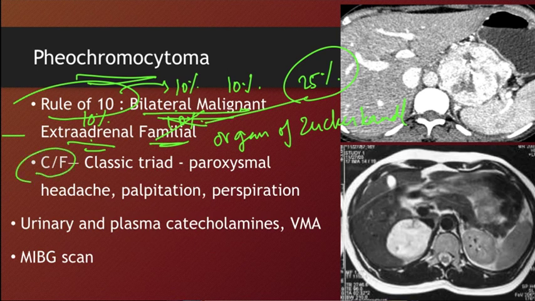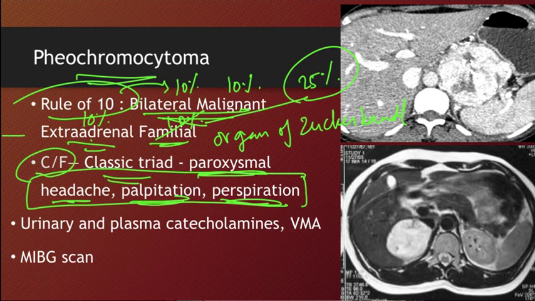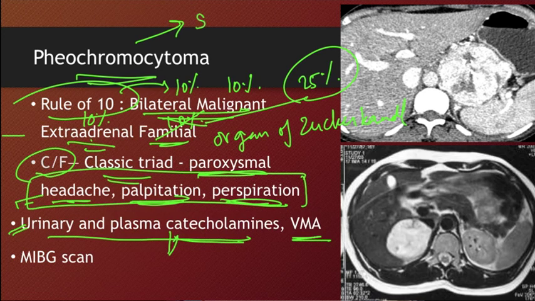What is the classic triad of clinical features we all know? Paroxysmal headache, that there will be sudden onset of headache, palpitations and perspiration. So there will be a triad of these 3 things which will occur suddenly in patients, which is headache, sweating and palpitations. What is the investigation? The most sensitive investigation are plasma catecholamines and VMA levels, which are metabolites which occur when Pheos overproduce the hormones, that is adrenaline and noradrenaline.